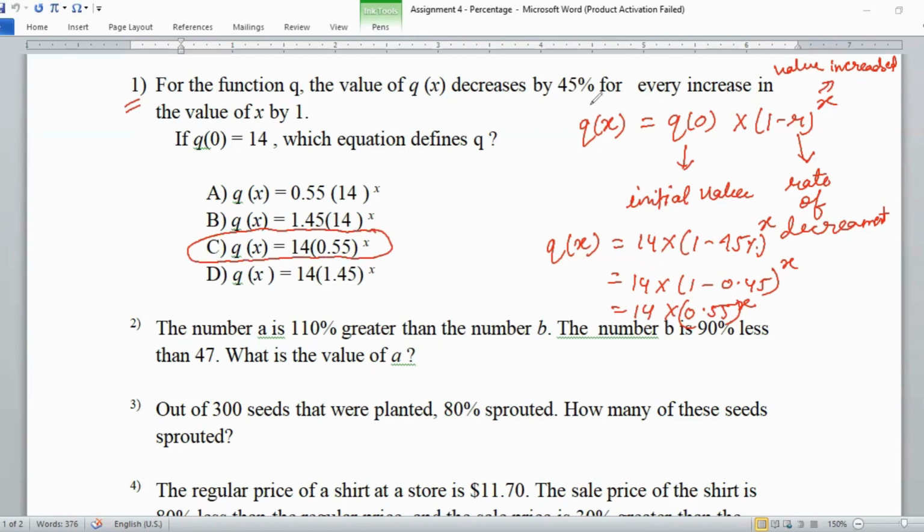So when you want to show exponential decay or growth, you have to use this expression. You can note it down. So I hope you have understood this question. Let us now move to the next question given.